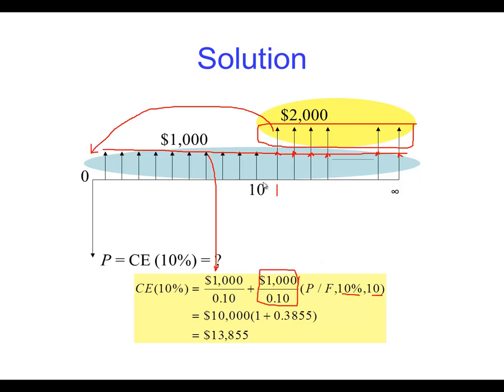I will consider this as future value. So we find it here as future value. And I took the future value to the present, so I'm calculating the present value given F with 10% and 10 periods for this amount. The result will be $13,855.